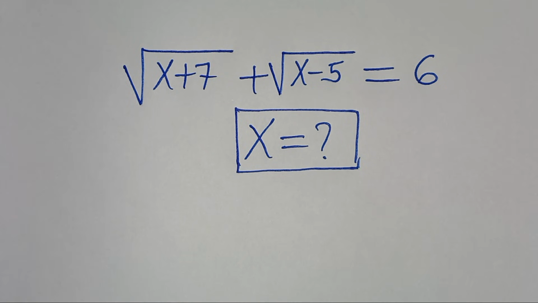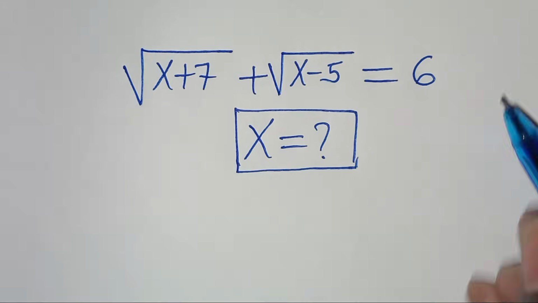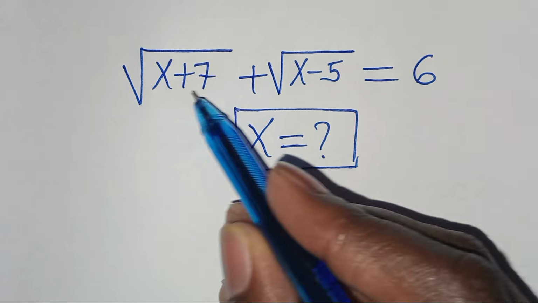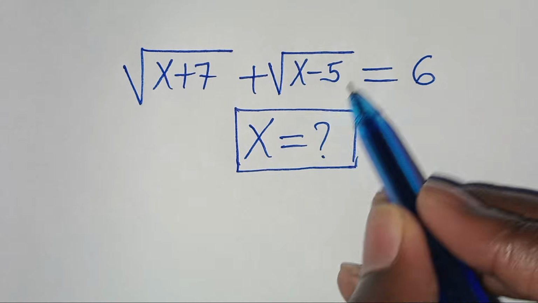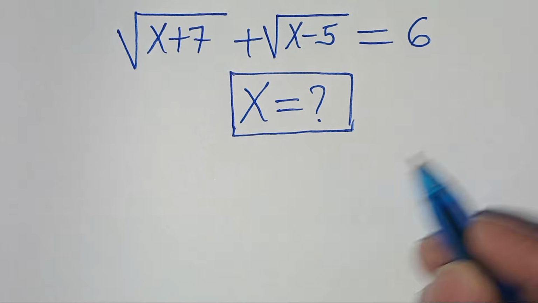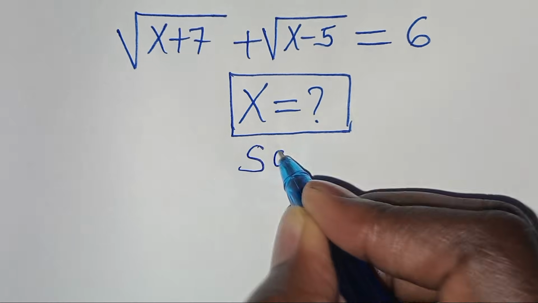Hello everyone, you're welcome to solve this nice square root math problem, which is the square root of x plus 7 plus the square root of x minus 5. This is equal to 6. So what is the value of x? Now let's provide a solution from here.